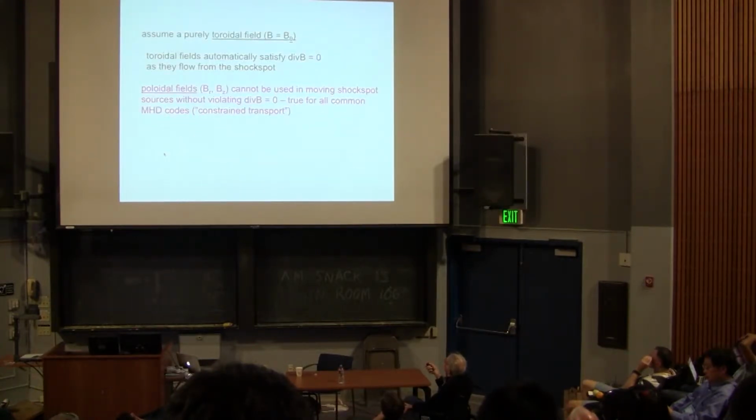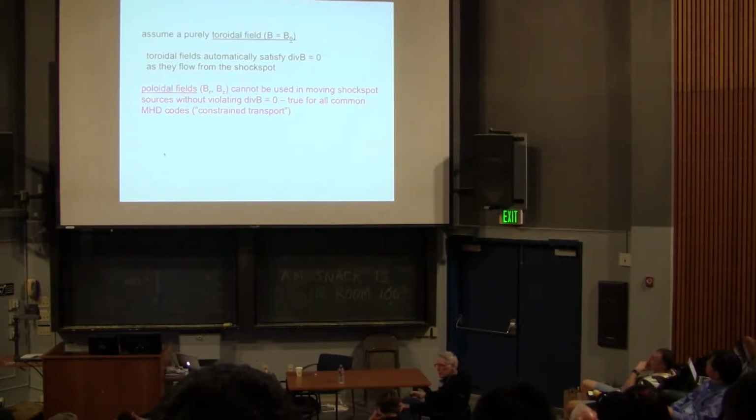Now, the assumption of a toroidal field is nice and convenient because it automatically satisfies div B equals 0. It satisfies the induction equation. The poloidal fields, if you want to include BR and BZ, cannot be used with ordinary MHD codes like Flash and others that people use. And the reason for that is that I'm putting in a source function.